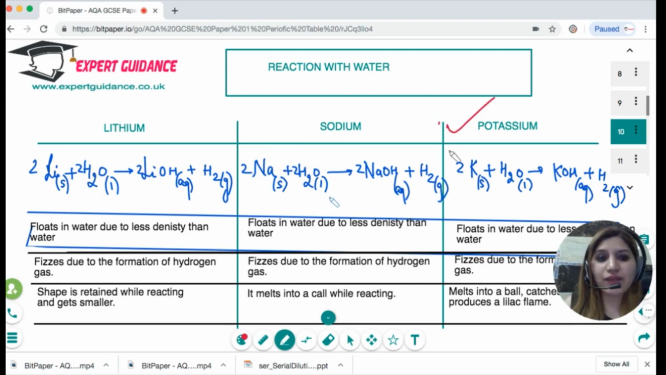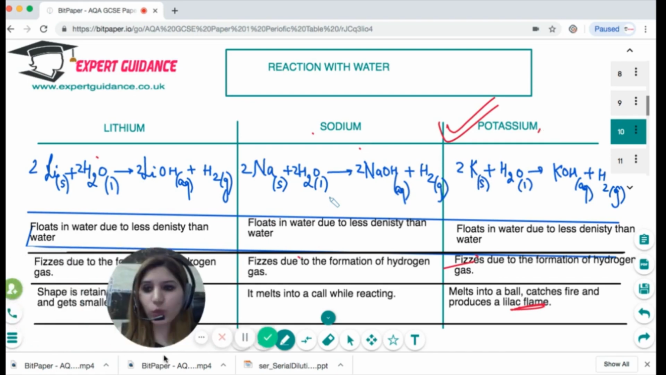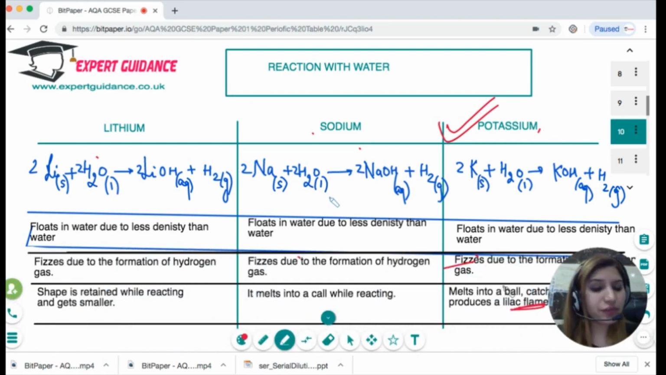So when you have the reaction with potassium, we will see that there's a very violent fizzing, and the potassium will quickly melt into a ball and catches fire and produces a lilac flame. Whereas sodium will react a little bit intermittently, and all of them, lithium, sodium, potassium, as I told you, alkali metals have less density. We'll see both of them will be floating in water. Okay, all of the 3 will be producing fizzing because the hydrogen is being released.